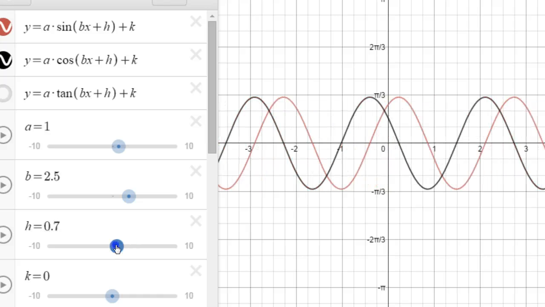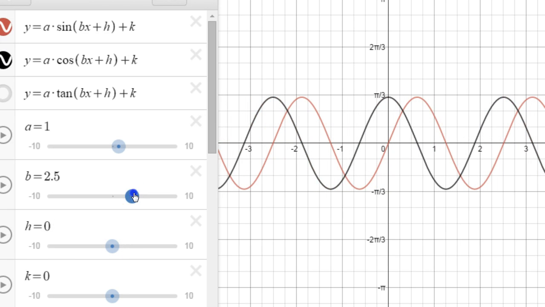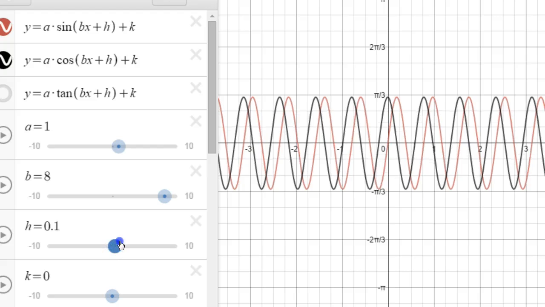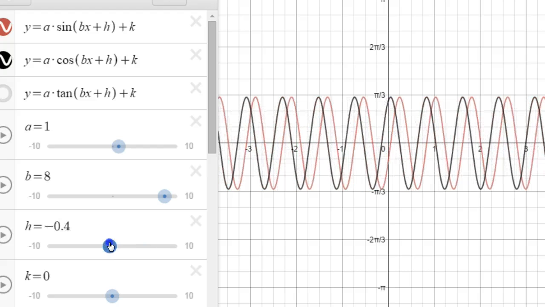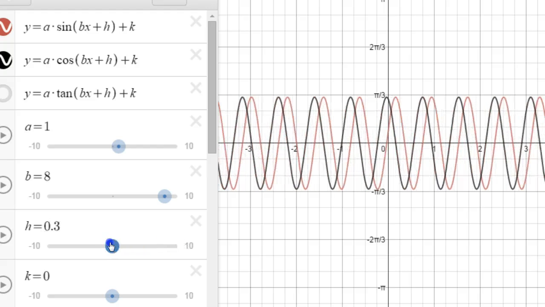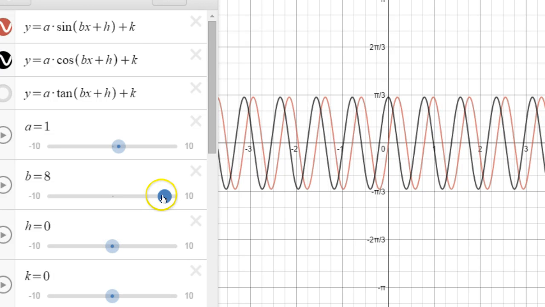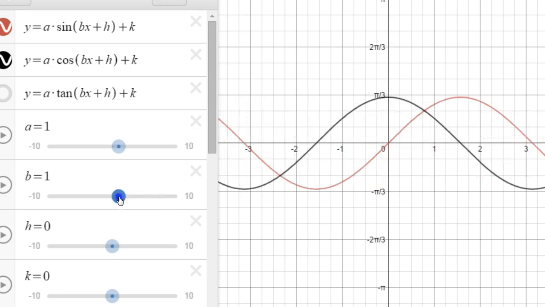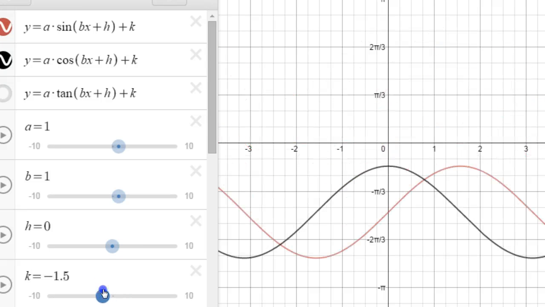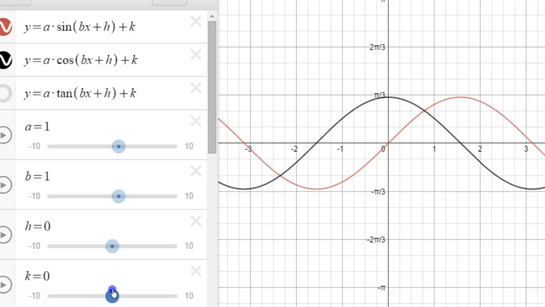As you can see, it moves a little bit slower if I make B bigger. If I make it really big, it's going to move really slow. No matter how big I get it, it's going to give the appearance of moving slow right there. So it's really kind of cool how B and H work together. Now if I change K, this is the vertical shift. Obviously it just changes up and down. So be very careful how you work with this one.